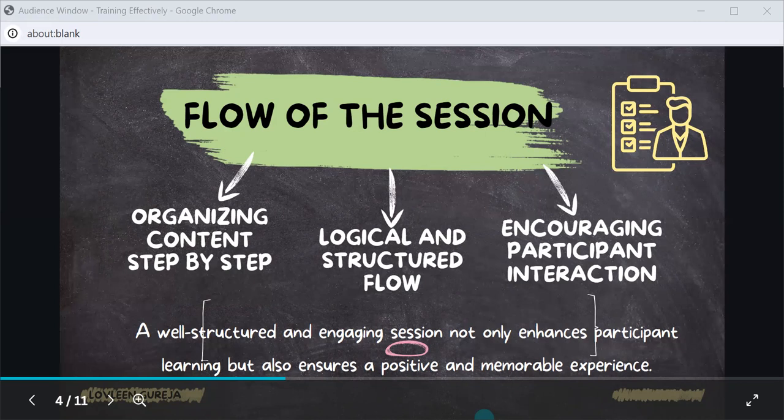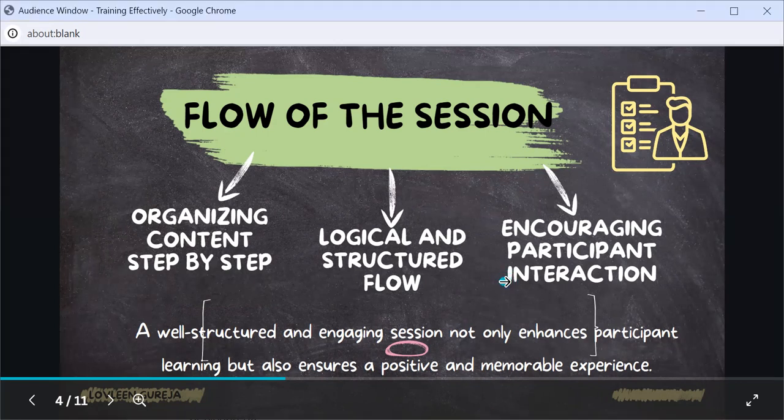So you can do this through discussions, through group activities, maybe put a question and answer round, encourage active participation whenever you're flowing from one topic to the other. Pose thought-provoking questions, give them something to think about, ensure that participants are actively thinking over it.